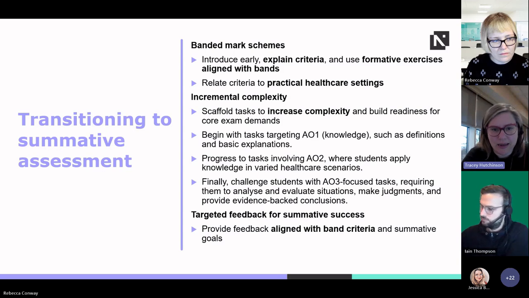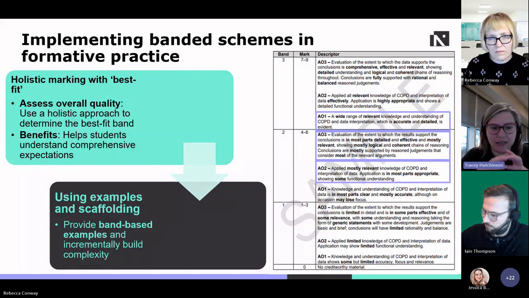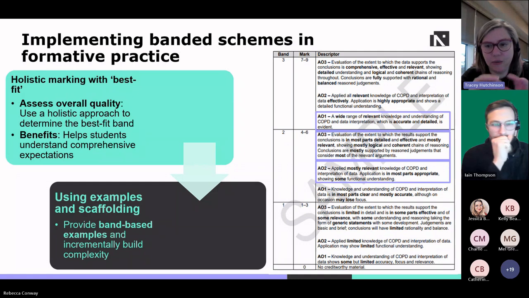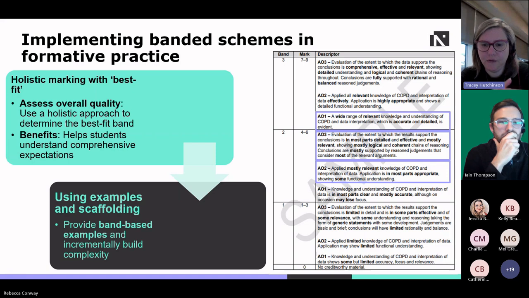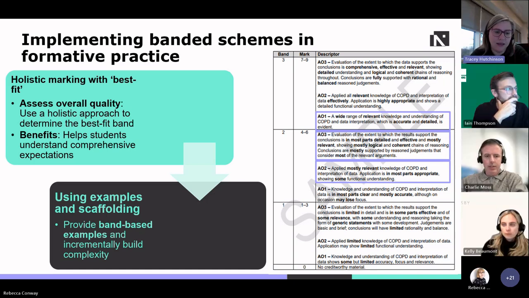So how do we implement banded schemes in formative practice? First of all, it's holistic. Marking is a best fit approach. In the marking process, especially for a complex task, we use a holistic marking approach. This will be in our extended response questions, and this is known as best fit. Instead of focusing on each individual criterion in isolation, you assess the overall quality of the student's work to place it within the most appropriate band. This allows you to evaluate the full scope of the student's response, acknowledging both strengths and areas needing improvement.